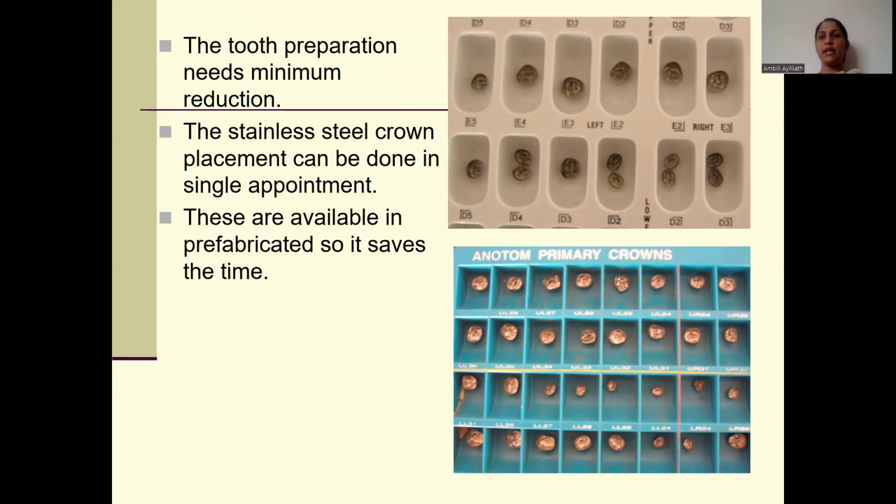We can do it in a single appointment because various stainless steel crowns are available in the market now, depending upon the different sizes of the tooth and the particular tooth, whether it's a primary first molar or second molar, maxillary or mandibular. So we can select the size according to the patient's mesiodistal dimension of the crown, and then we can fabricate the crown in a single appointment.